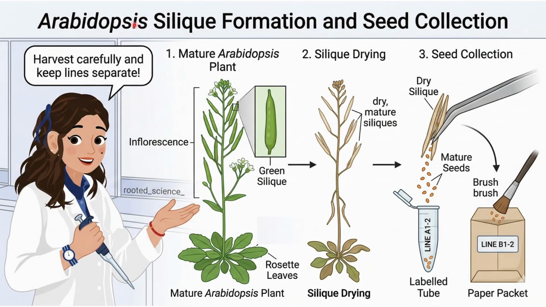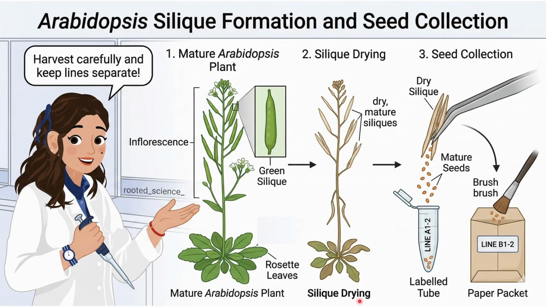Now, Arabidopsis silique formation and seed collection. We are going to study about this. So we need to harvest the seeds, and if you are doing any genetic experiment, we need to keep the seeds of different lines separately. So here we have the Arabidopsis inflorescence, and here we have green siliques. Here is a mature Arabidopsis plant.